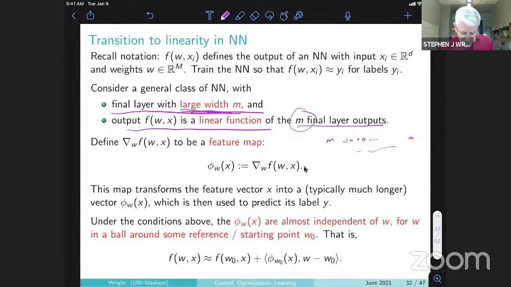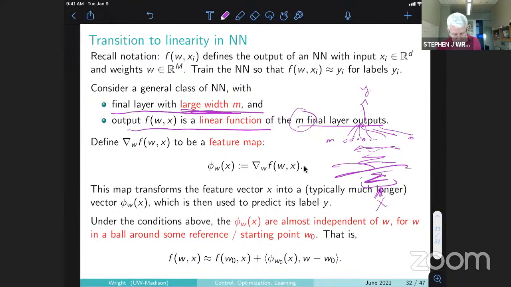You've got all kinds of stuff going on below that. You can have multiple layers, some of them wide, some of them narrow, all kinds of stuff. You've got X going in at the bottom, and then at the top, you take a linear combination of these M outputs to get your Y as the output. So the key is a wide final layer and a linear combination of the last layer. What you can show is that you can think of this first part of the neural net as being a transformation of X to some other data space.